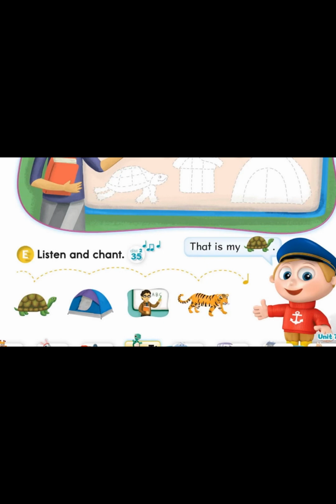That is my tent. That is my turtle. That is my tent. That is my teacher. That is my tiger. That is my teacher. That is my tiger.